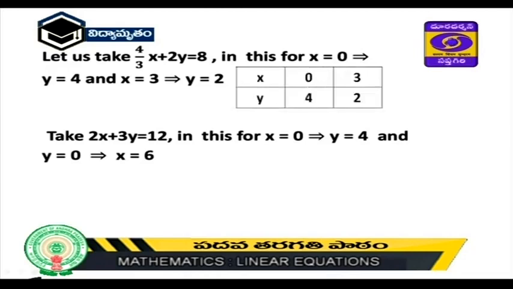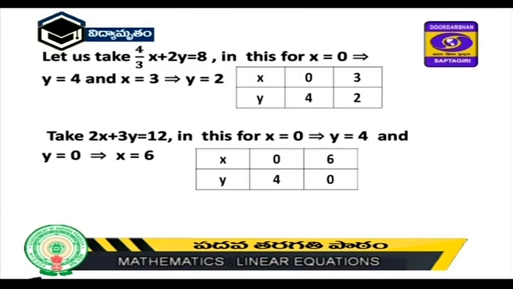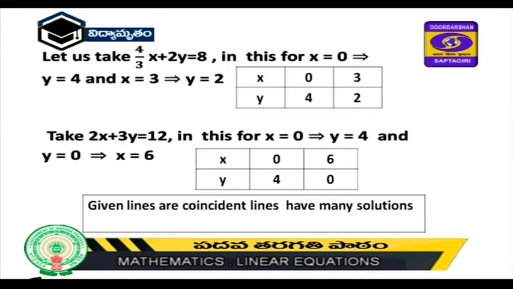First of all, the first equation is 4 by 3 x plus 2y equal to 8. If we take x equal to 0, 2y equal to 8, that is y equal to 4. If we take x equal to 3, 3 gets cancelled, 4 plus 2y equal to 8, so y equal to 2. So these are the points 0, 4 and 3, 2. If we take the second equation 2x plus 3y equal to 12, if we take x equal to 0 in this equation, y equal to 4, and y equal to 0 in this equation, x equal to 6. So these are the points we are going to use to draw the graphical representation for coincident lines.